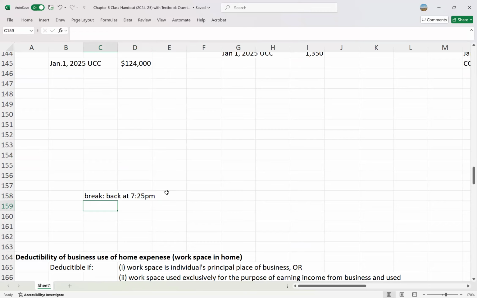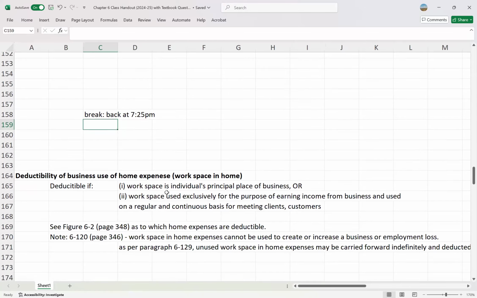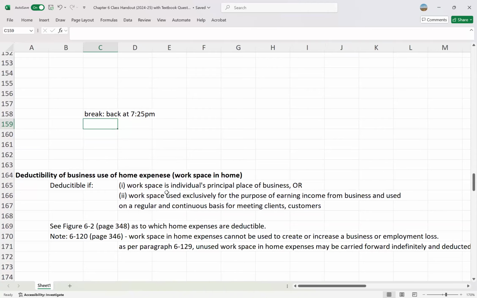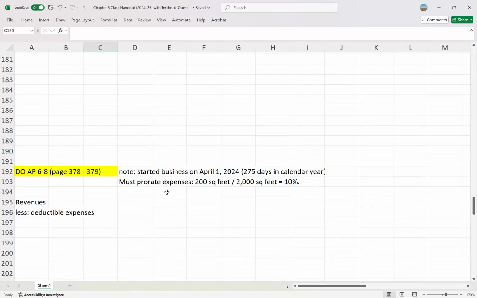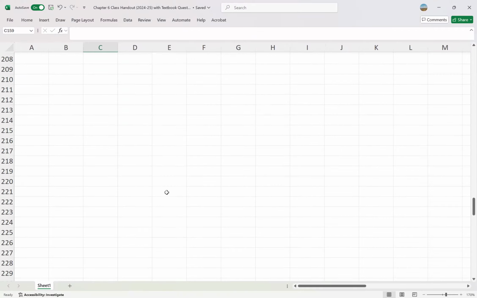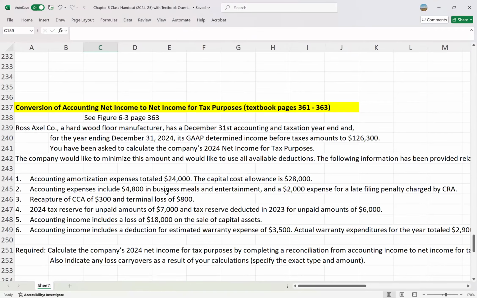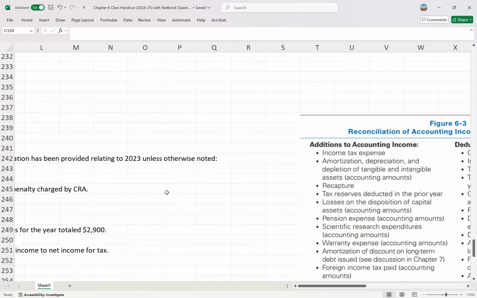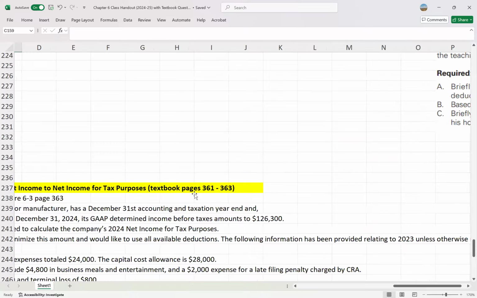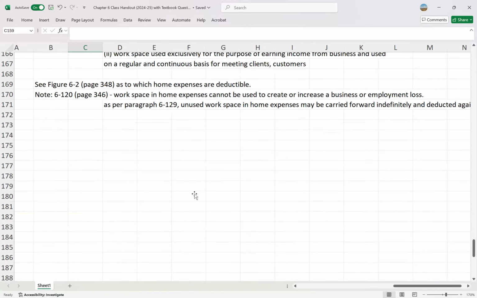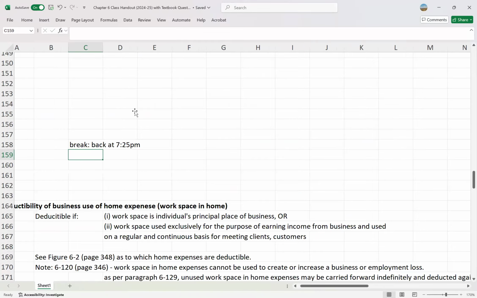We have a couple main topics still to cover. We still have to talk about home office expenses, which is what we will be doing after the break. And then the last big topic is the schedule reconciliation here as well. So we'll take a 10-minute break and then I'll see you back here at 7:25.